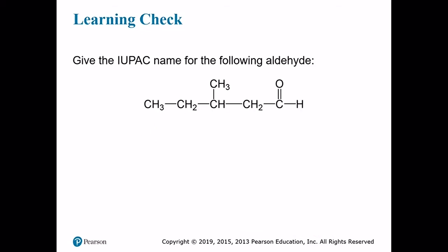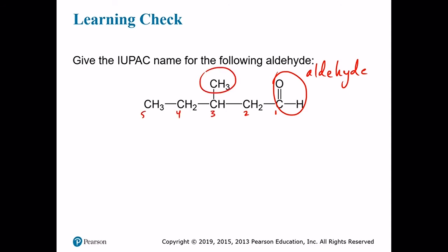So let's look at this example. Give the IUPAC name of the following structure. We have a carbonyl carbon with an H attached to it, and that makes this an aldehyde group. We have to count that carbonyl carbon as carbon number 1, and then we can count from there. This one is 2, this one is 3, this one is 4, and this one is 5.